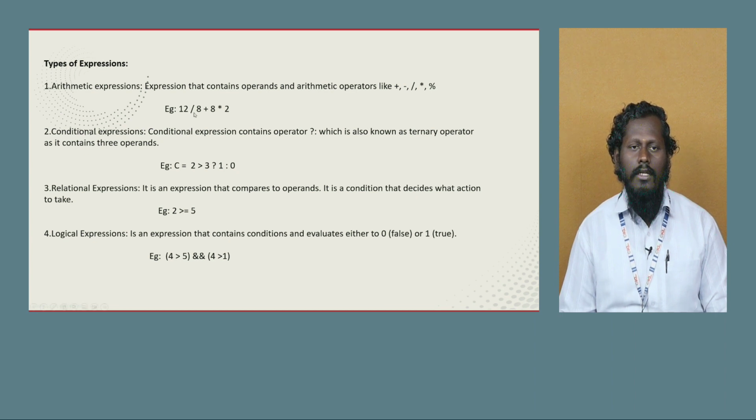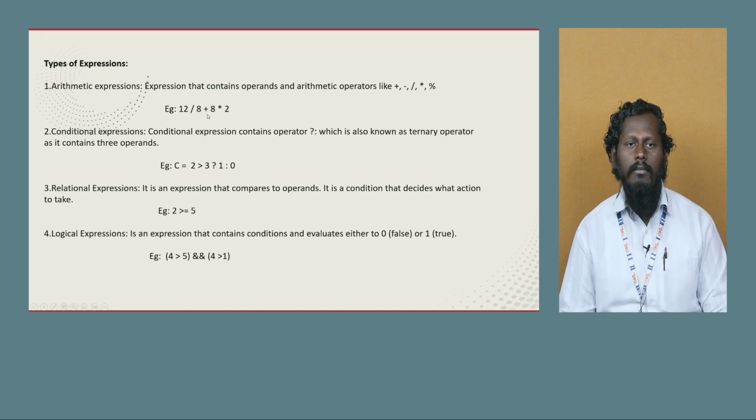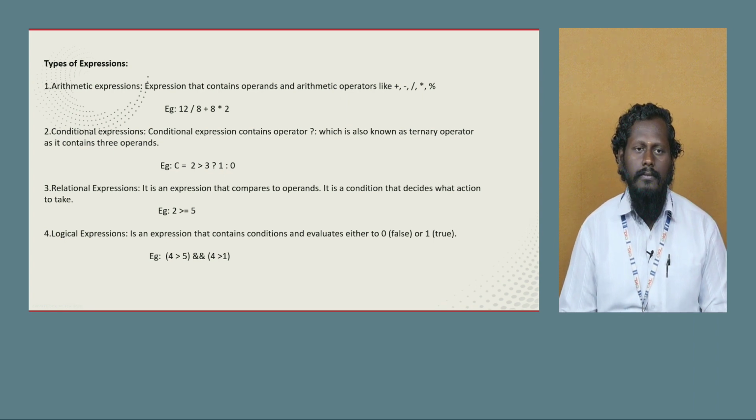So here the multiplication and division both have the highest precedence. So either this expression we can traverse from left to right or right to left. First this division will be completed, after that the multiplication will be completed, and at last the plus will be completed, because the plus has the lowest priority compared to multiplication and division.